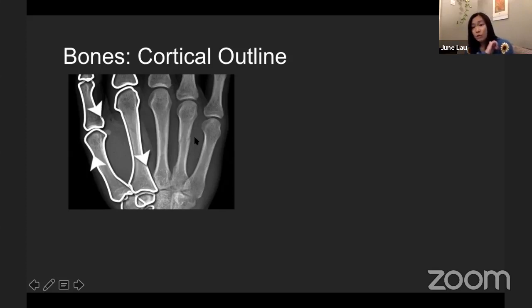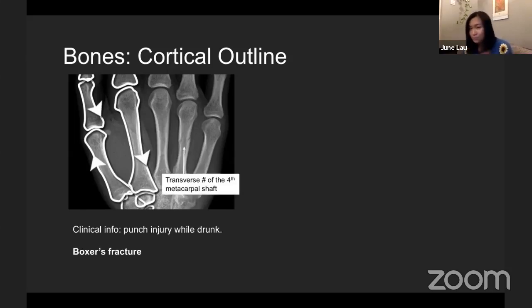This is also a very common fracture that you see, especially if people come in with a history of punching something, a person or a wall. And it's also ironically known as a boxer's fracture.